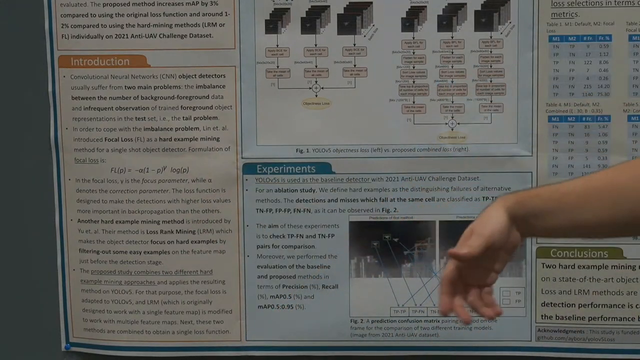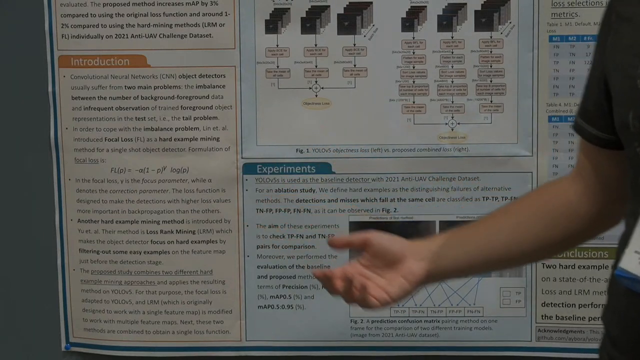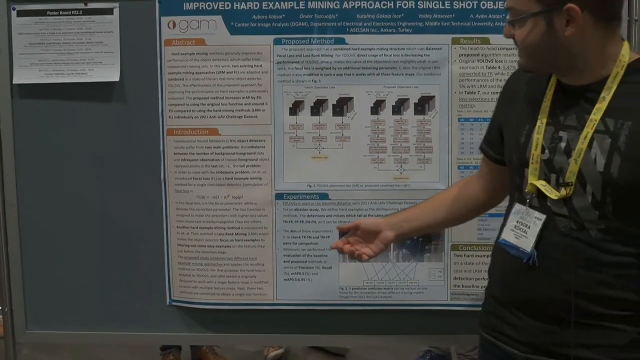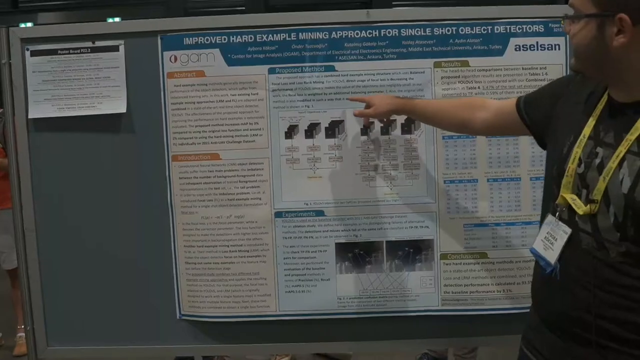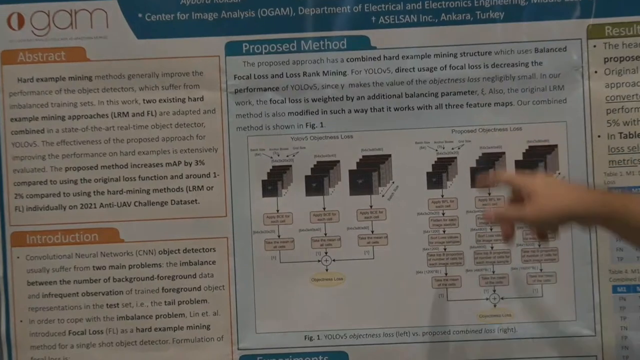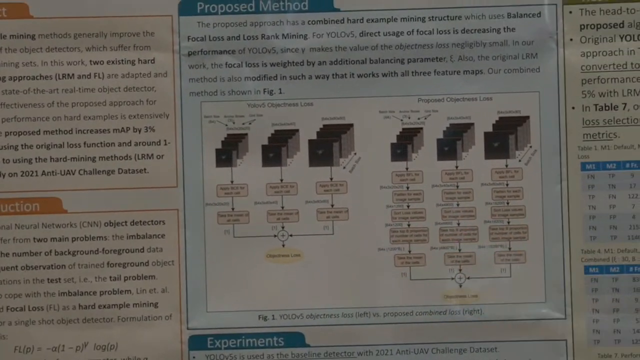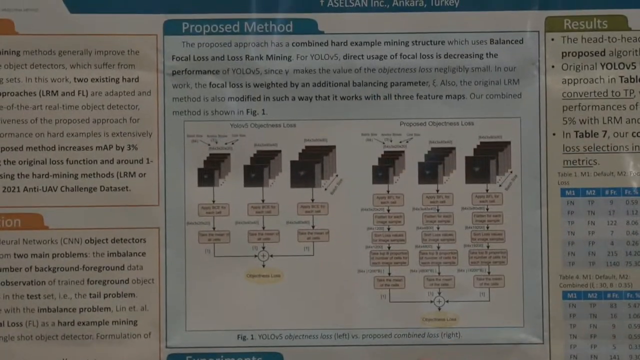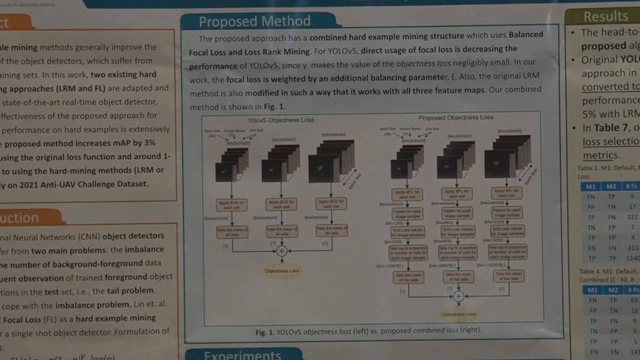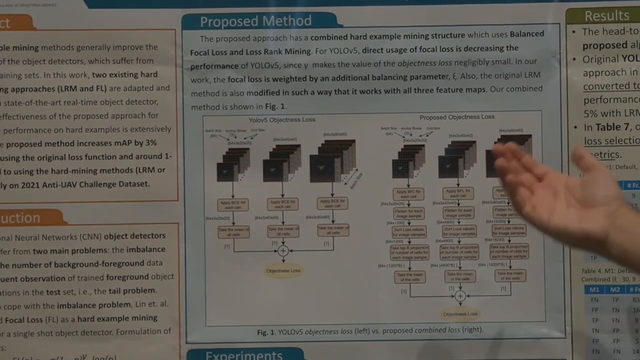In our case, this is a problem because the objectness loss value is becoming relatively small compared to the overall loss function. To solve that, we have added an additional balancing parameter. In the overall loss function, we are multiplying the objectness loss value so that the objectness loss and the box regression loss are comparable with each other, and it works well. And the second approach we have used is the loss rank mining.